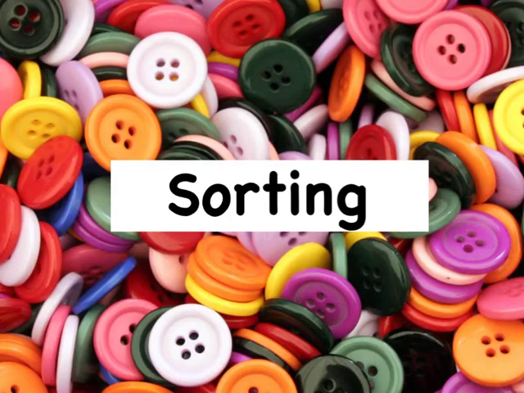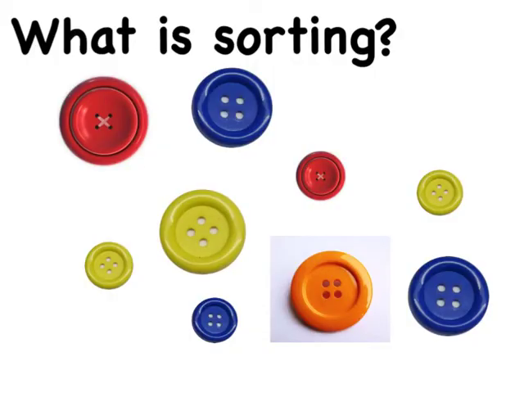We will learn what sorting is. We will sort by two different characteristics, and then we will talk about and learn why we would sort. By the time you're done with this lesson, you should be able to sort a group of objects by 2 or 3 characteristics. First, let's understand what sorting is.